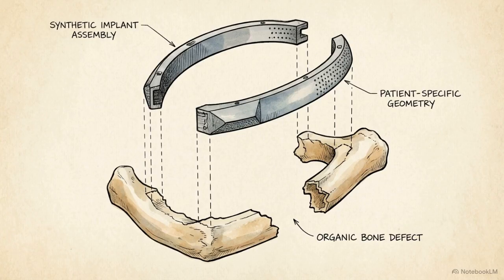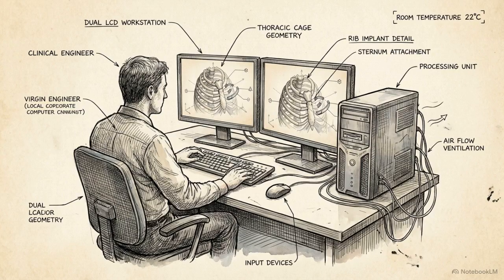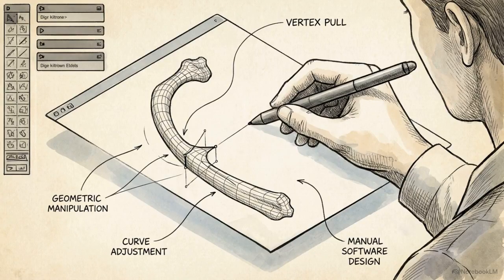A custom thoracic implant has to precisely match the missing bone morphology of the patient. It must integrate seamlessly into the native skeletal framework and align perfectly at the costovertebral and costosternal junctions. Right now, designing these specific implants is a manual, labor-intensive process. Surgeons rely on clinical engineers working within computer-aided design, or CAD, software to custom build every piece.